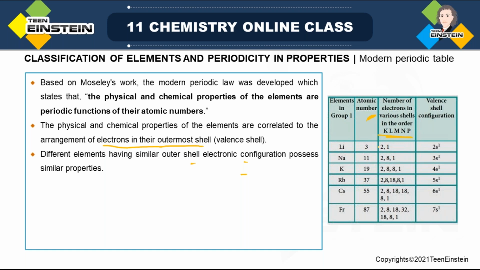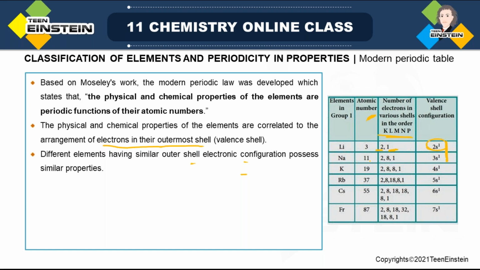These numbers of electrons are like this: 2 and 1. So 2 and 1 is basically 1s2, 2s1. 2 is K, that is 1s2, 2 electrons are present. And in L, it is 2s1. If you are not comfortable with this, just focus on the valence shell EC, that is the most important. So lithium has atomic number 3. If you write the full electronic configuration, total 3 electrons, so it will be 1s2, 2s1. But we are interested only in the EC of the valence shell. So the EC of the valence shell is 2s1 only.